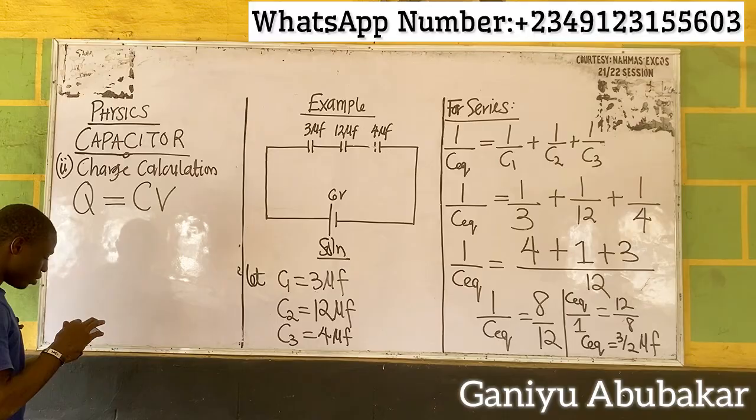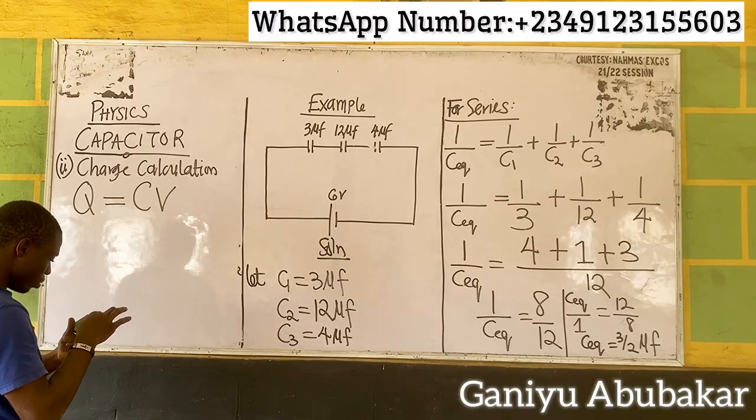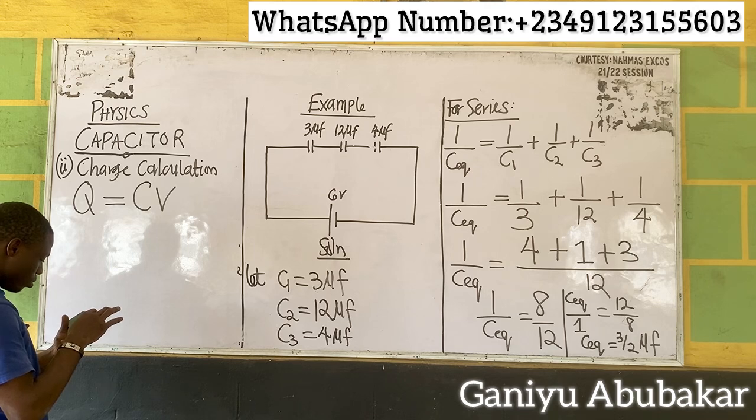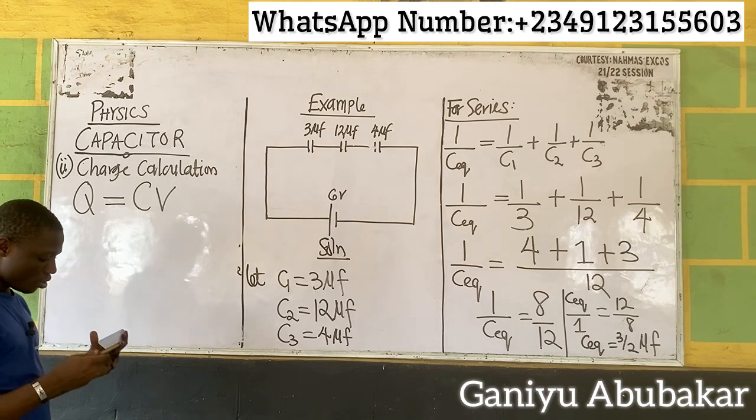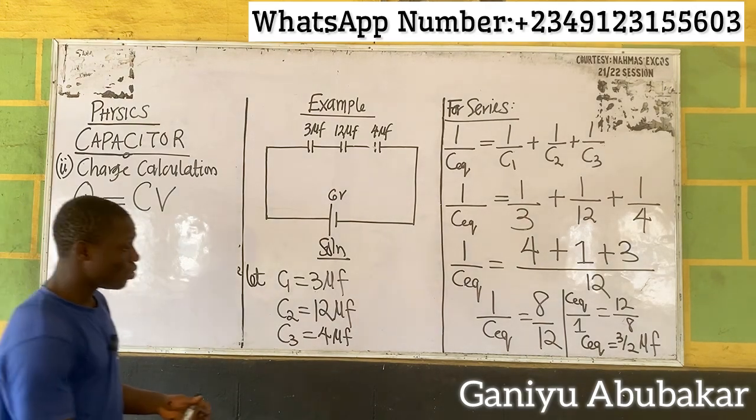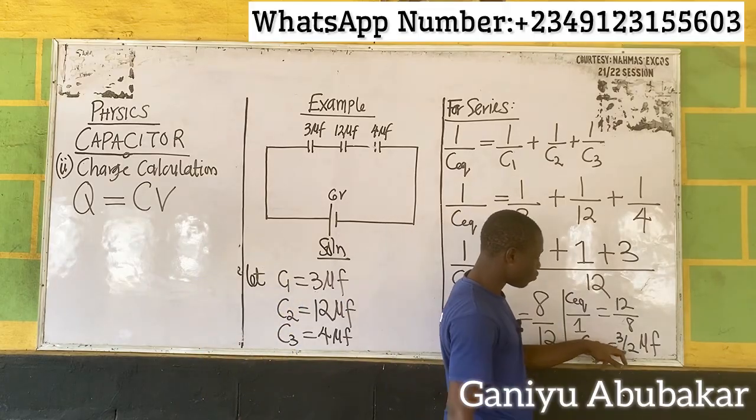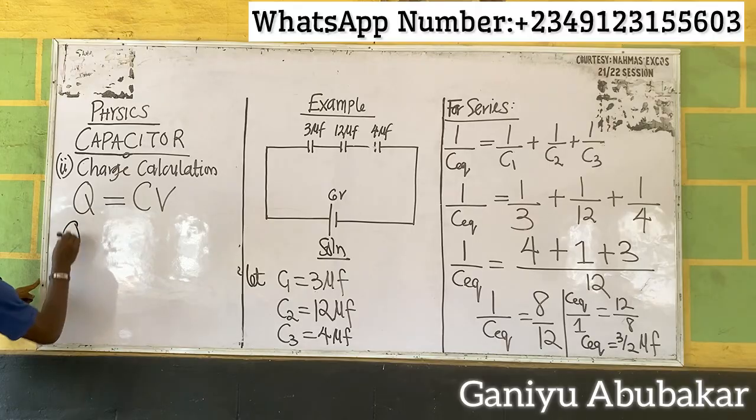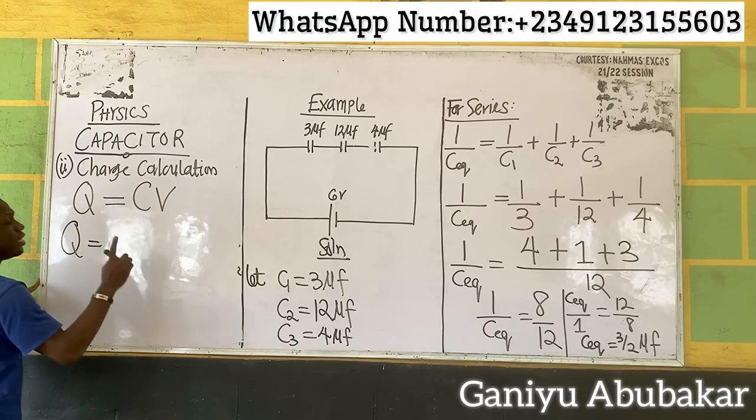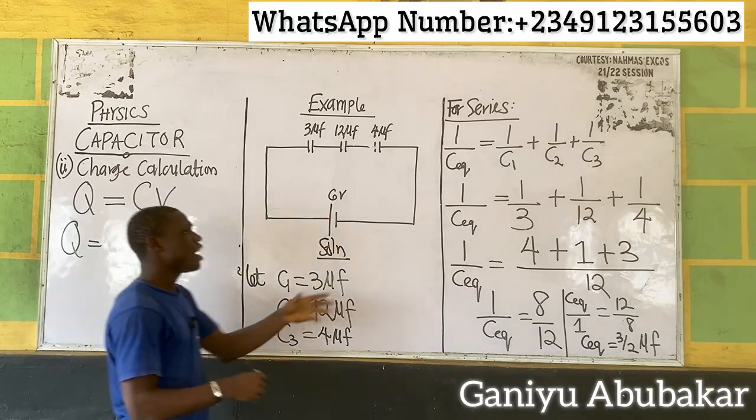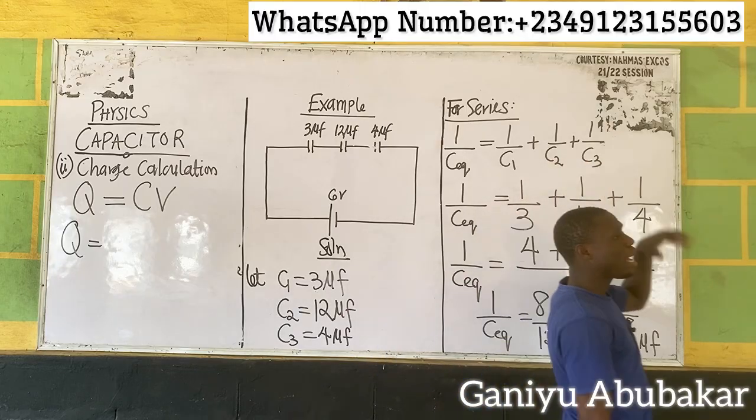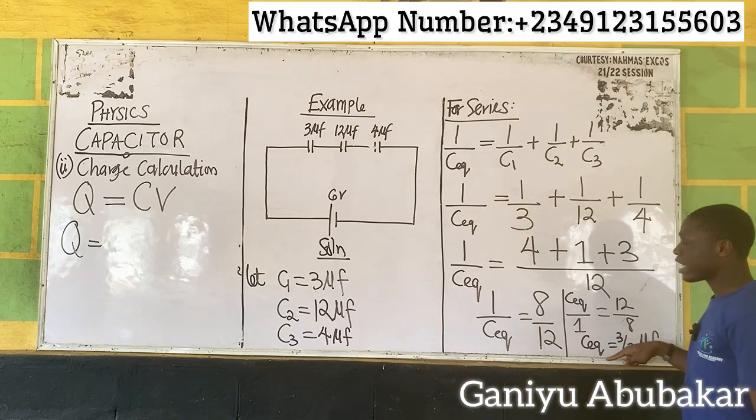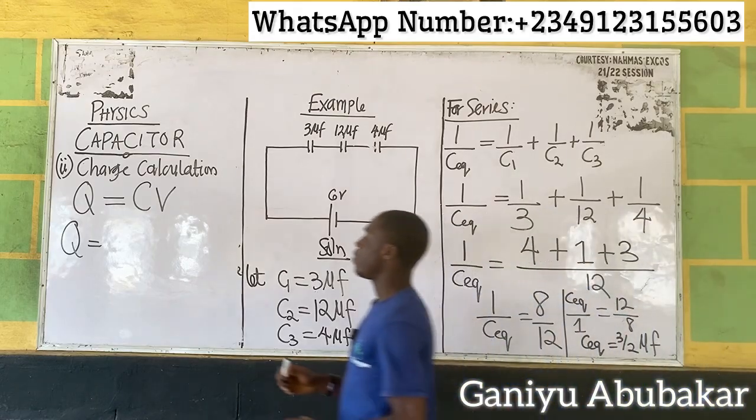So here's the concept. My C is simply my equivalent capacitance, which is 3 over 2, and that's 1.5 in decimal form, please. So it means that Q will be equal to C. In this case, I have C1, C2, C3. I'm not referring to C1, C2, C3. I'm referring to the equivalent capacitance. So that's CEQ.